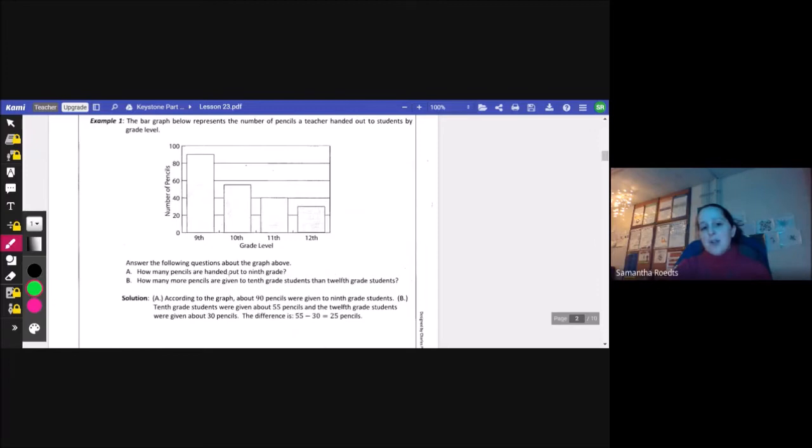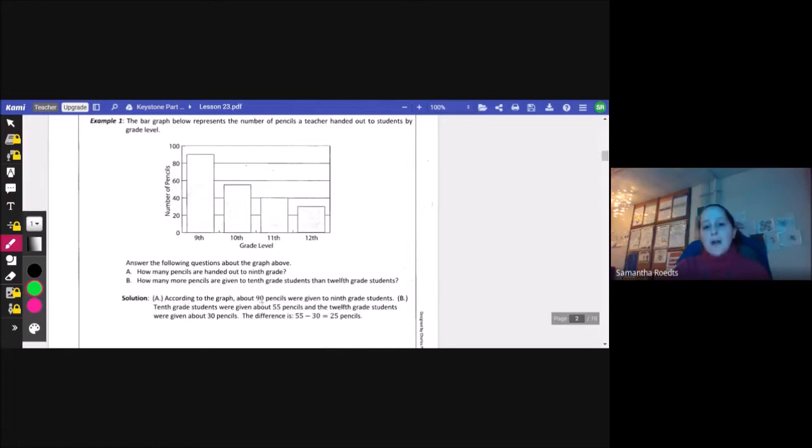About how many pencils are handed out to ninth graders? So I come up here, I look at it, oh, it's somewhere between 80 and 100. It's about middle, so about 90. And how many more pencils are given to 10th grade students than 12th grade students? I look at 10th grade, so it's really close to 60, but it's more than halfway, so it's probably about 55. 12th grade looks about halfway between 20 and 40, so about 30.